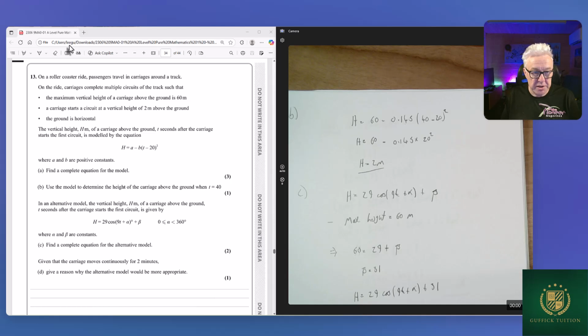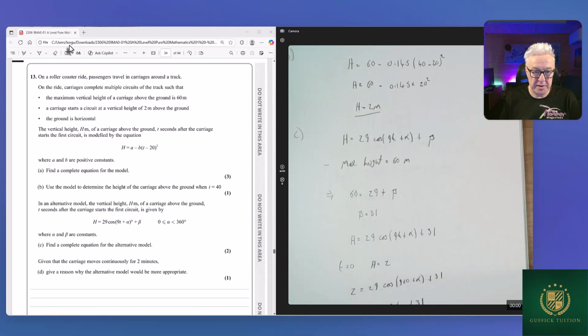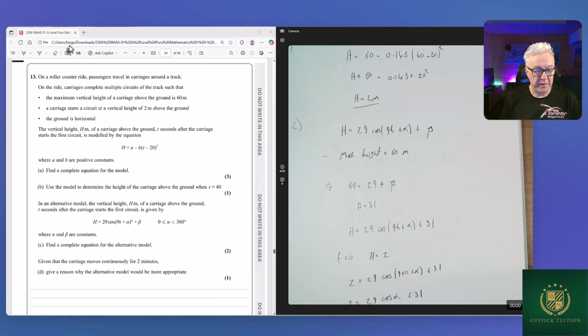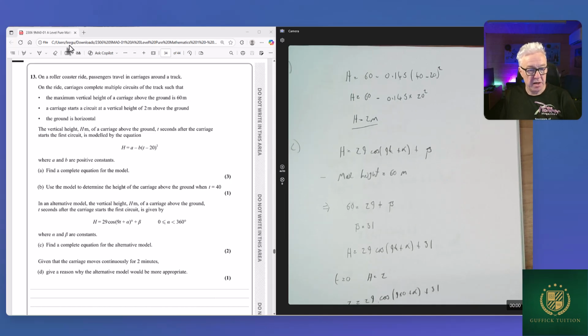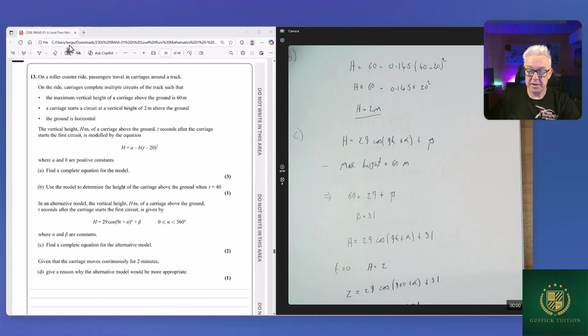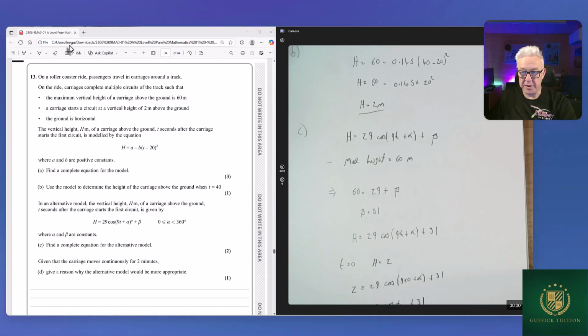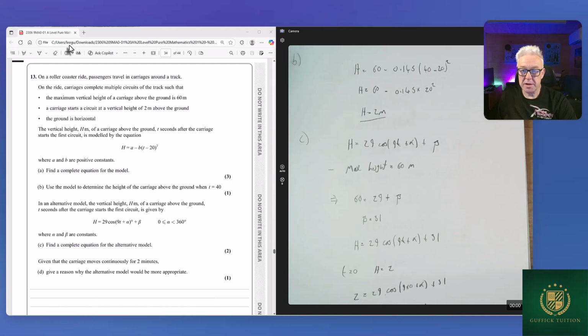Now, in an alternative model, the vertical height h metres of a carriage above the ground t seconds after the carriage starts its first circuit is given by that alternative equation. So we've got a different model here for part C. Given that the carriage moves continuously, where alpha and beta are constants, find a complete equation for the alternative model. Okay, so we've got to do the same kind of thing we did in part A, but with this alternative model. So what do we know?